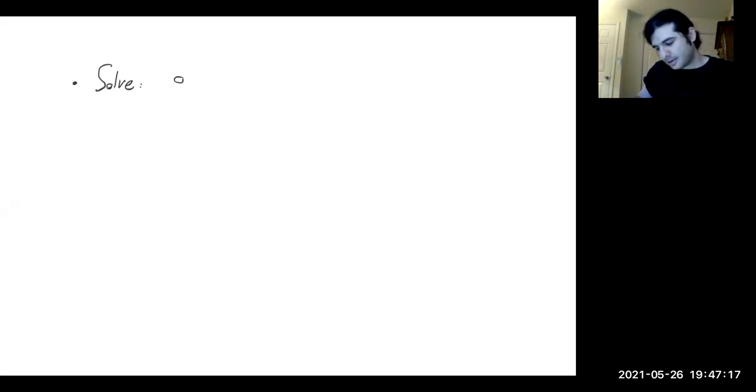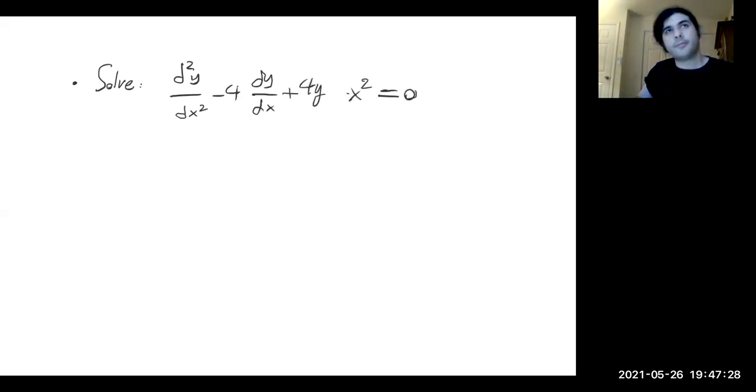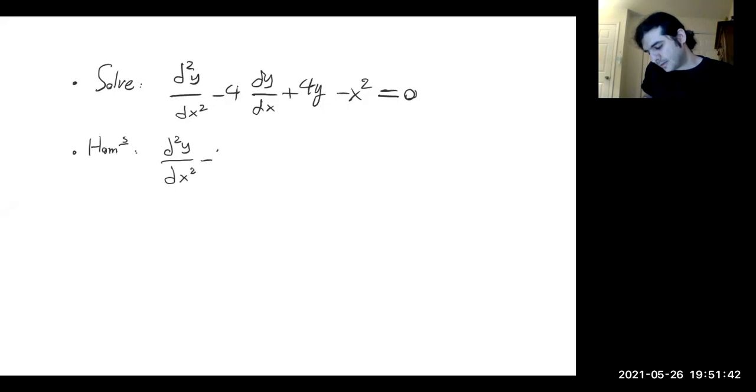Solve this one: d squared y dx squared minus 4 dy dx plus 4y minus x squared equals 0. Okay, then. So let me write down the solution. Again, we would look at the homogeneous part. The homogeneous part would be the second derivative of y with respect to x minus 4 times the derivative of y with respect to x plus 4y equals 0.